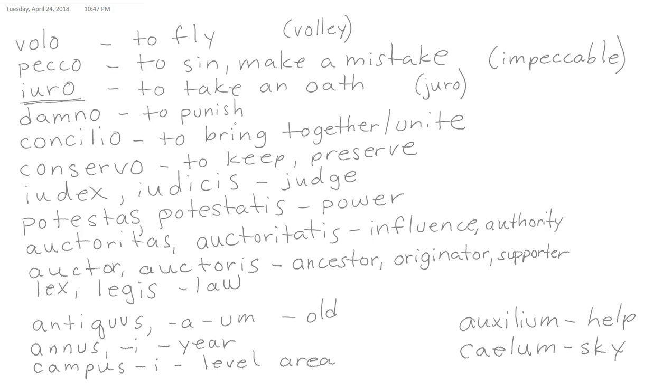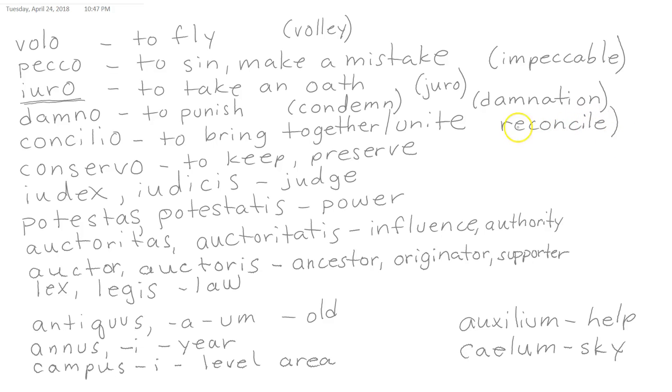Damno means to punish. And you may know the word condemn. Okay? Condemn, that dem comes from damno. If you've been condemned, then you are guilty and you are worthy of punishment. We also get the word damnation, punishment. Okay? Concilio, to bring together, to unite. And we get reconcile.